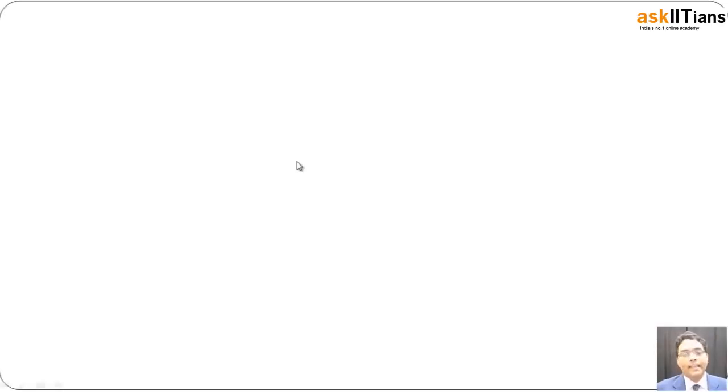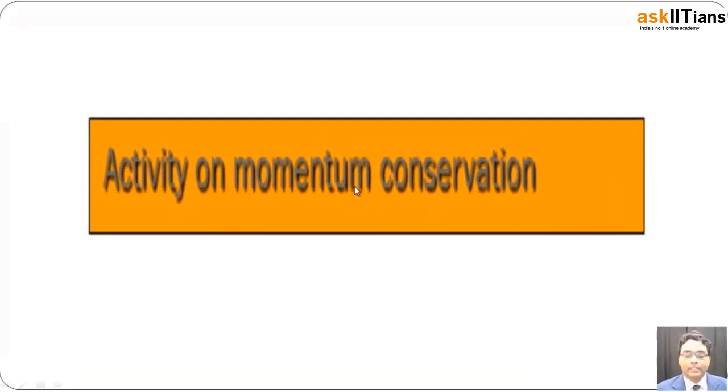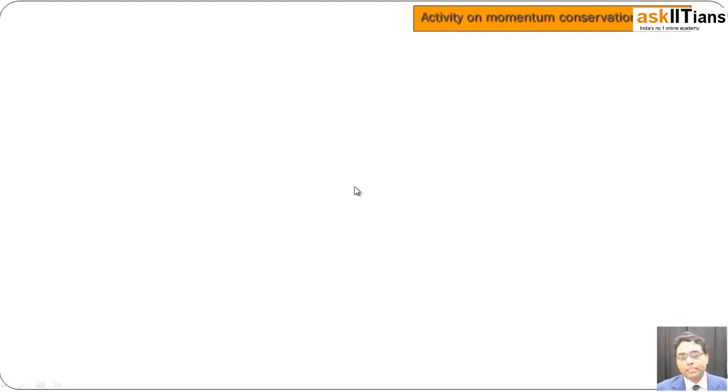So let us discuss some activities before we move on to the motion of the car and try to understand what exactly is required for the car to be moving. So let's understand it using some activities. So what are the activities on momentum conservation?